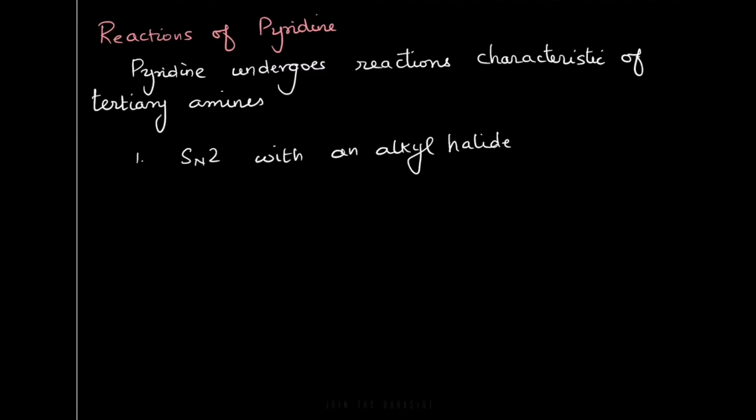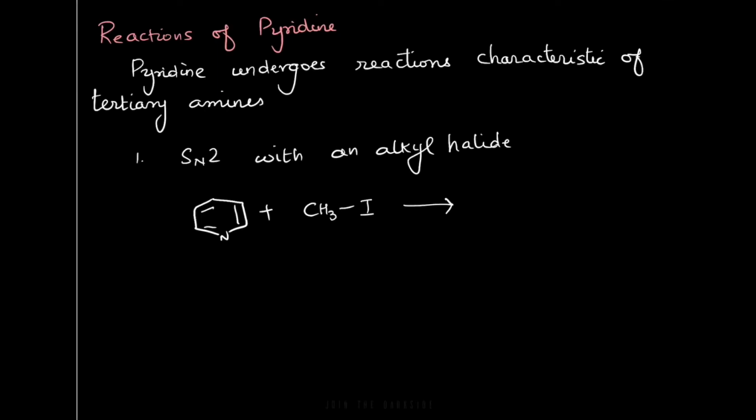Reactions of pyridine. What are the reactions of pyridine? Pyridine undergoes reactions characteristic of tertiary amines. So the very first reaction that you can think of is that it can undergo an SN2 reaction with an alkyl halide. So let's write this equation. When it undergoes an SN2 reaction, it's going to get alkylated at the nitrogen.